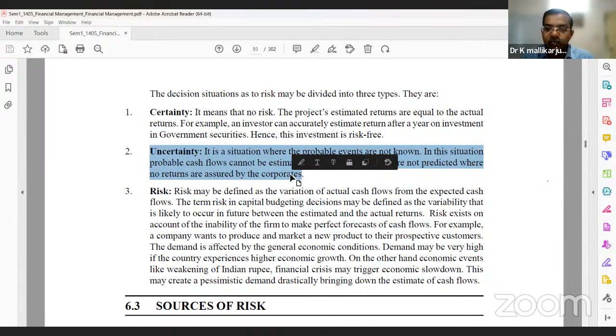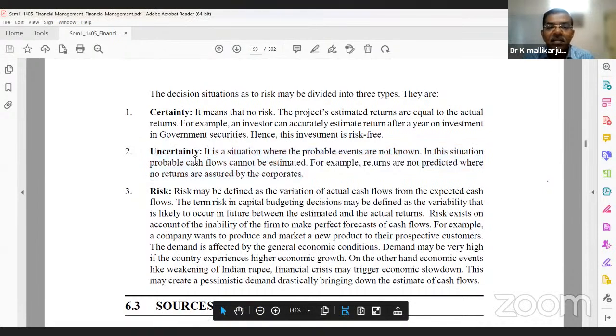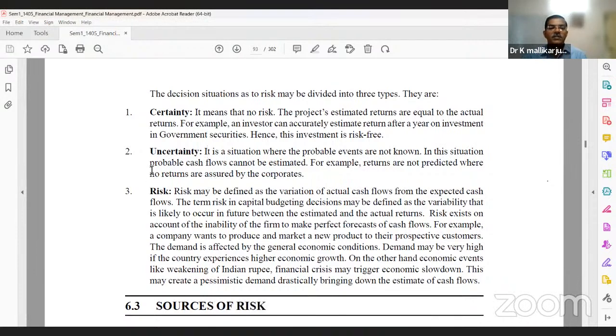Risk can be managed, risk can be minimized, risk can be transferred. Risk can be avoidable. But whereas uncertainties, we can't. Returns are predicted, whereas no returns are assumed by corporates in uncertainty conditions.